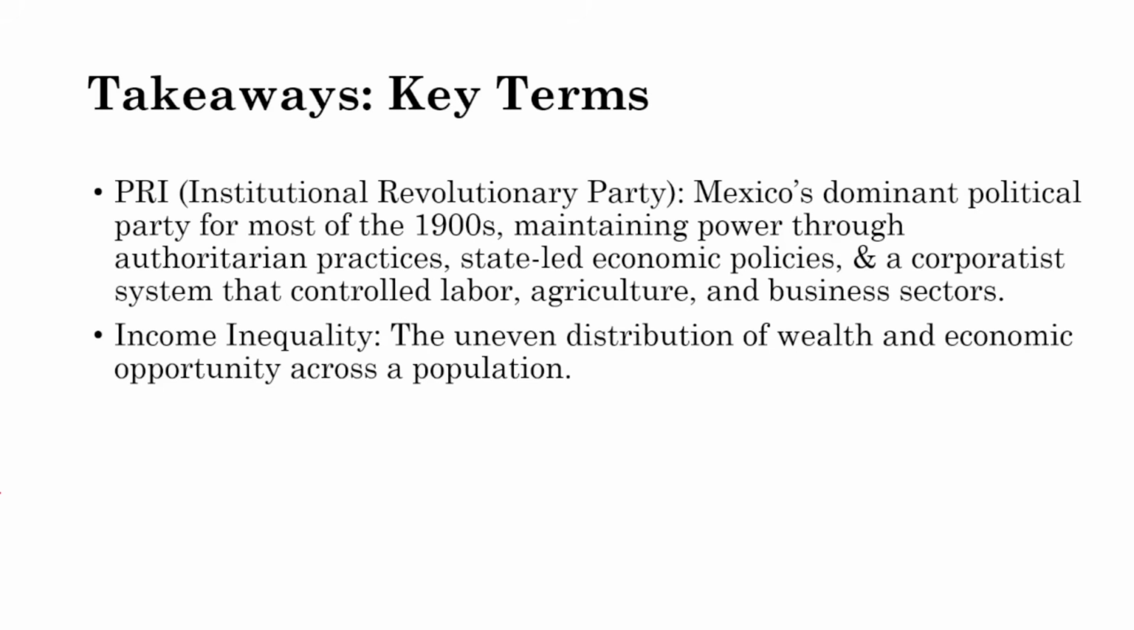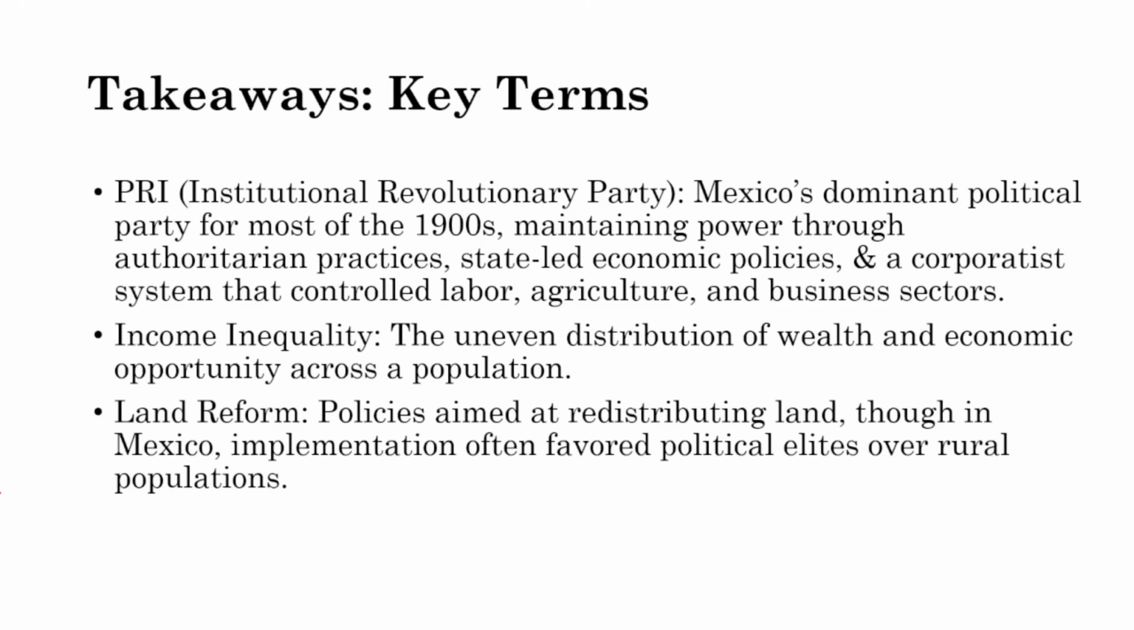They maintained power through these authoritarian practices, state-led economic policies, and public sectors. We also saw a corporatist political system that controlled labor, agriculture, and business sectors. We looked at land reforms, which are policies aimed at redistributing land to the people, though in Mexico, implementation as a result of authoritarian history favored political elites over rural populations.